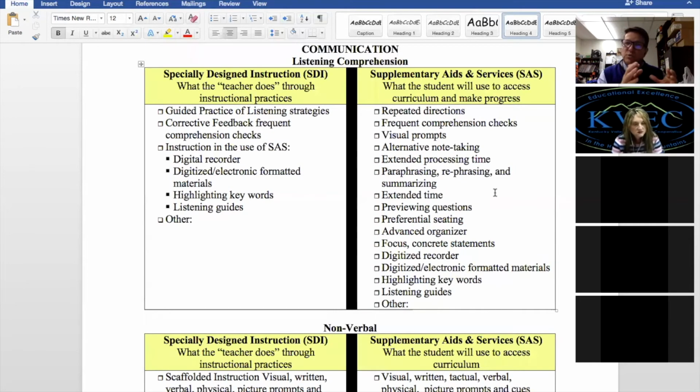Specially designed instruction is what the teacher does. Supplementary aids and services are what the student needs to work.